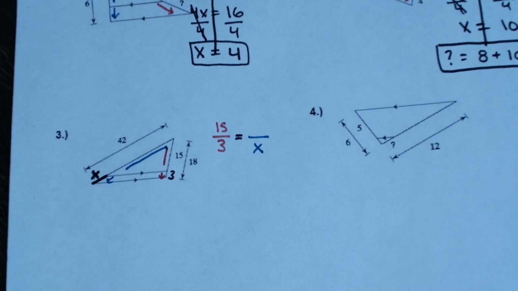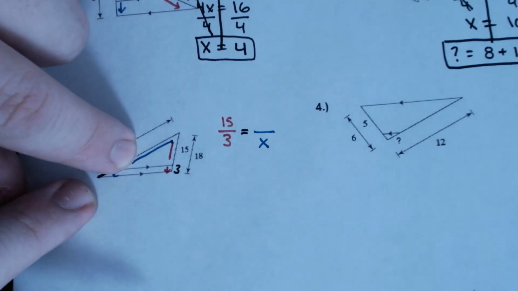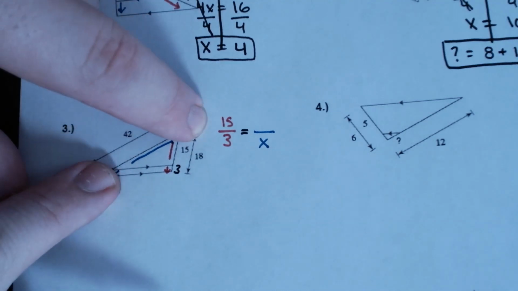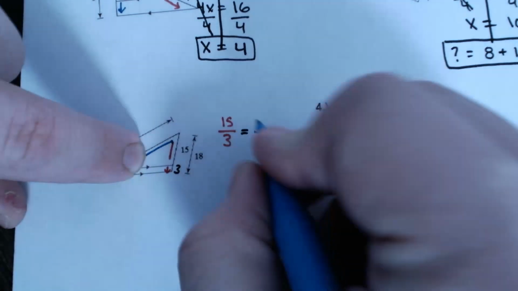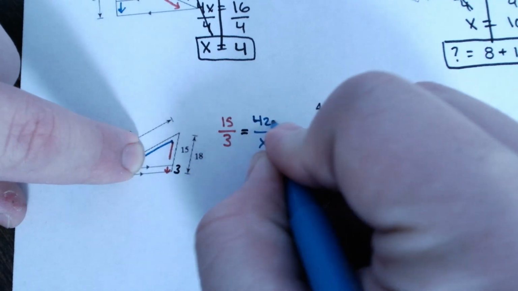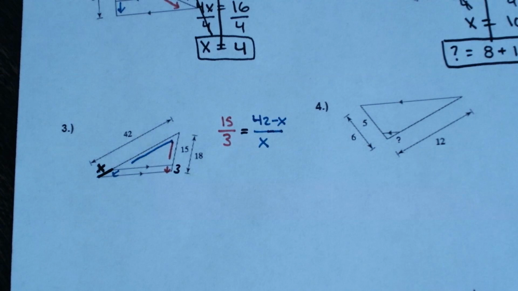But I do have some information that'll help. The problem is that nobody likes it. If the entire side length is 42 and this much is x, the rest of it is 42 minus that much of x, right? Yeah. Okay, so guess what we had to call this? 42 minus x. 15 over 3 equals 42 minus x over x.